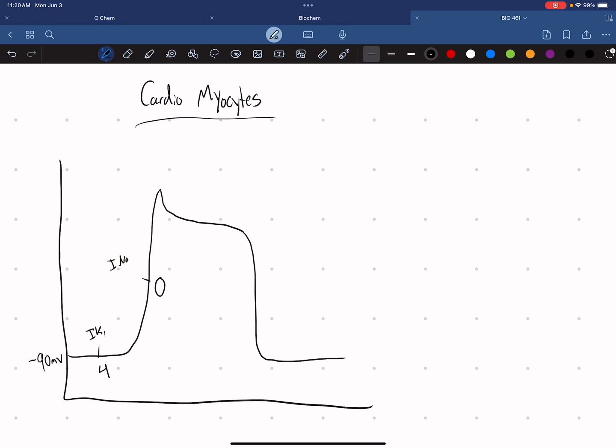So now what we have here is phase 0, and this is the depolarization phase that is due to the influx of sodium, which is caused by the voltage-gated sodium channels. Just like the axon and skeletal muscle and other things that we've looked at before, it's the same with these heart muscles. There is a voltage-gated sodium channel that opens, which causes a depolarization and the start of the action potential due to this influx of sodium. So that is phase 0.